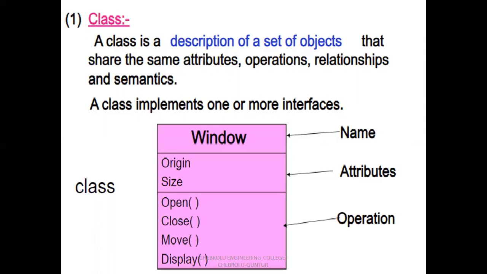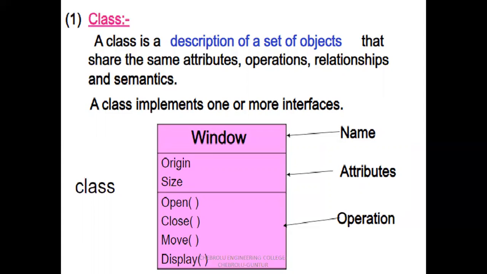The class is represented by a rectangle with three partitions. The first part represents the name, that is, the name of the object or the name of the class. Second one, attributes. The attributes are the properties of the class, such as size or origin or version. Next, the operations. The third portion represents the operations. The operations represent what is performed by the particular class or object.